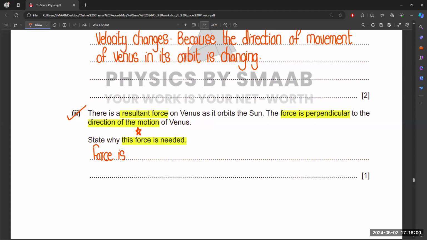So you can write that this force is required to keep the body in a circular path, or in an orbit, to provide a circular motion. You can also write that it provides circular motion to the planet around the sun.